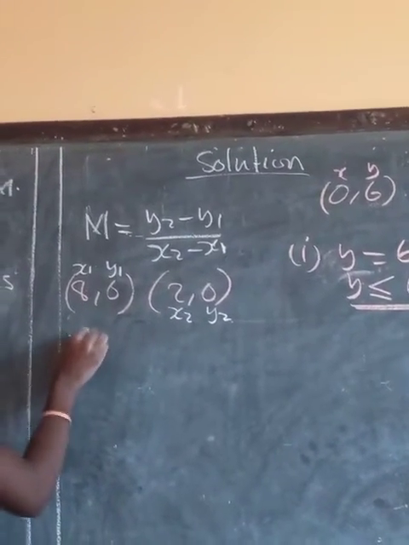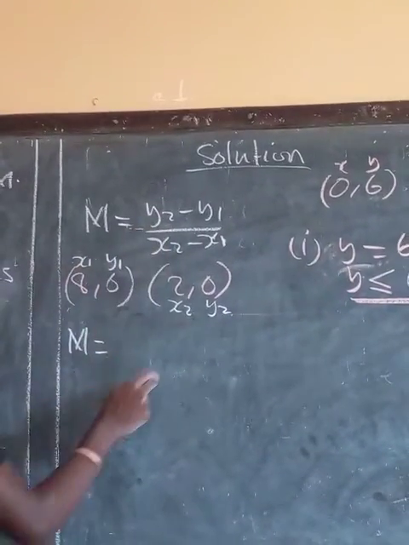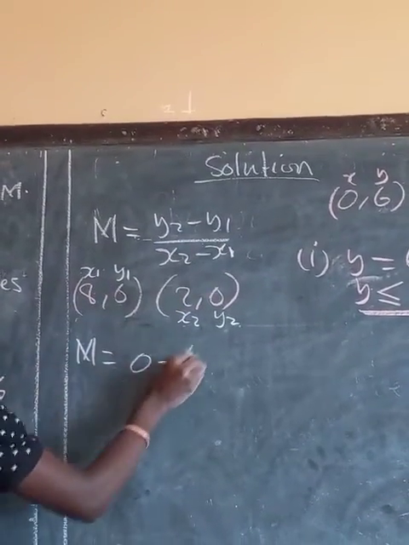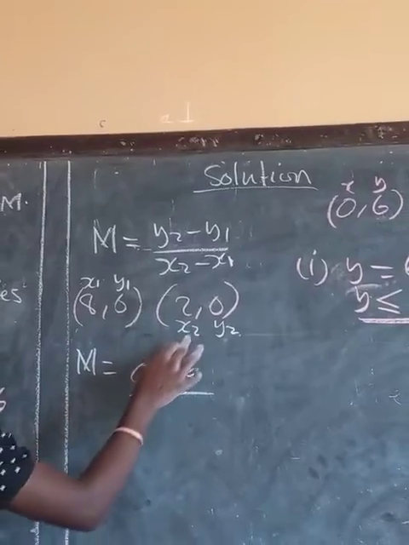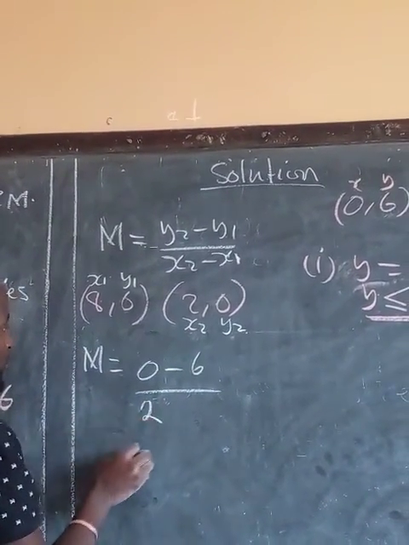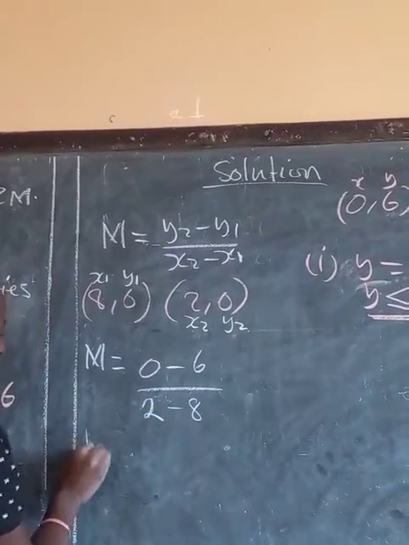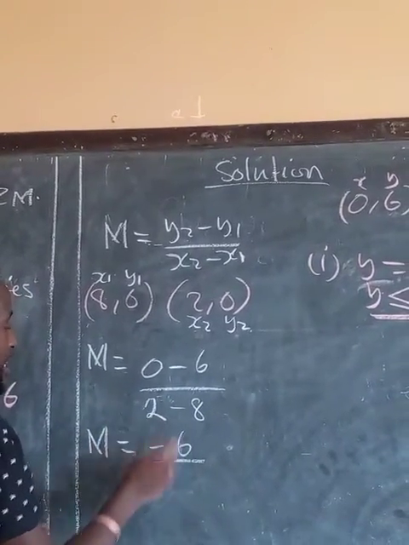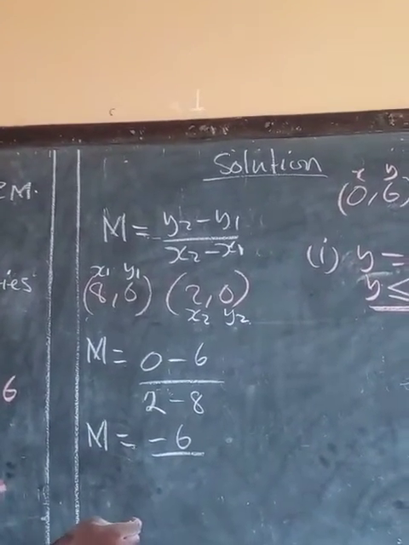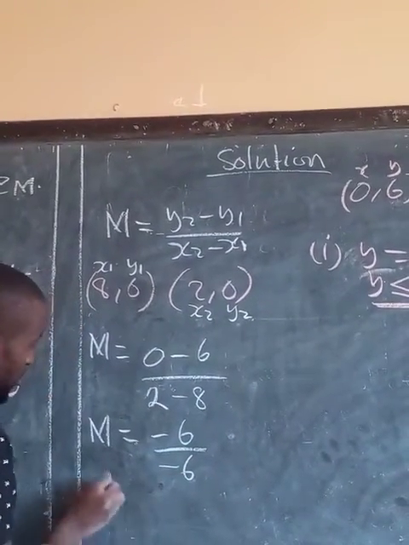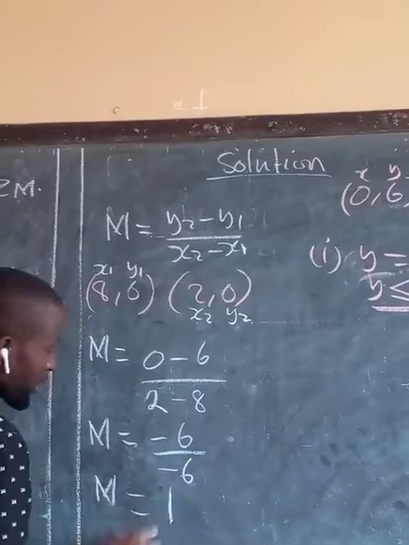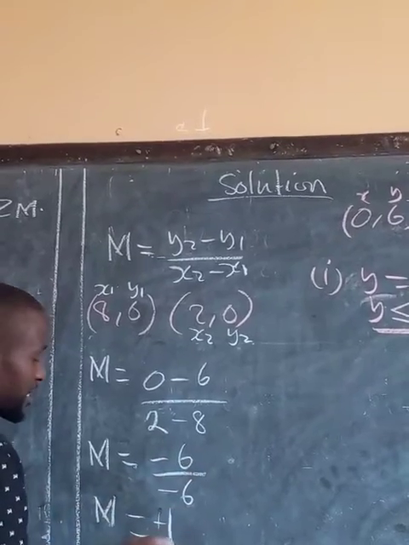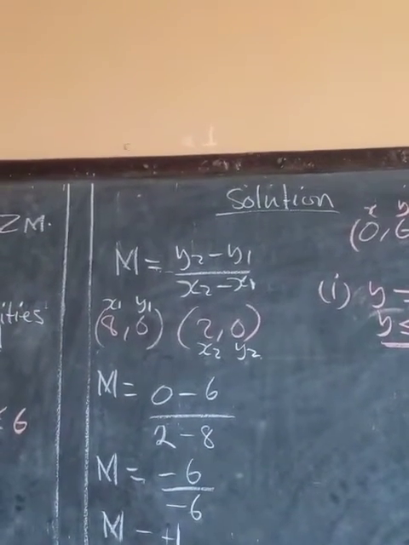So my gradient is equal to, what is my y2? It is 0. 0 minus, what is my y1? It is 6, over what is my x2? My x2 is 2. My x1 is 8. So my gradient therefore is going to be negative 6 over 2 minus 8, which is negative 6 again. Negative into negative is positive. So 6 into 6 is 1. So this will be my gradient, positive 1.